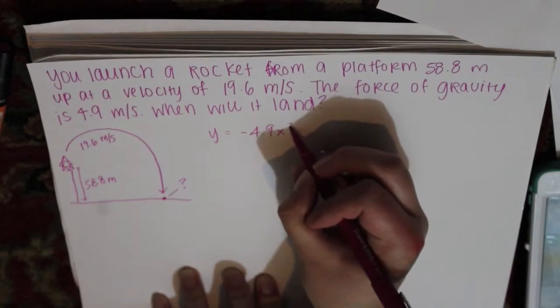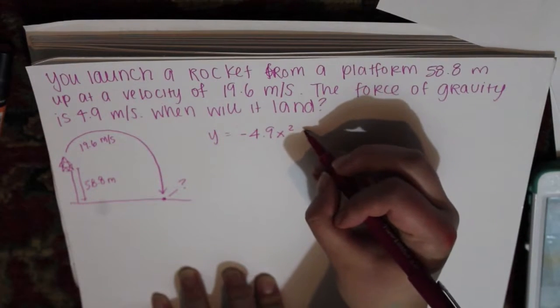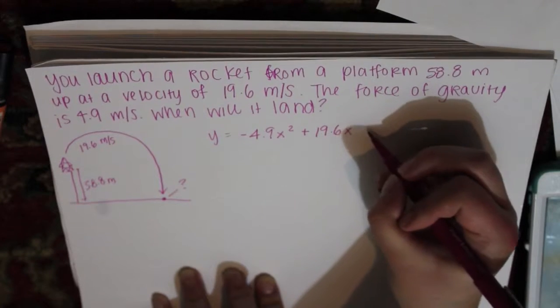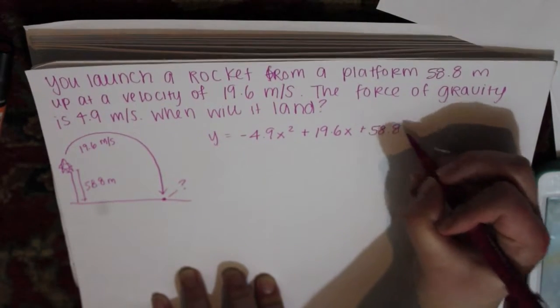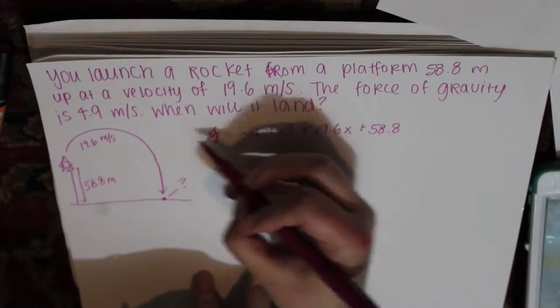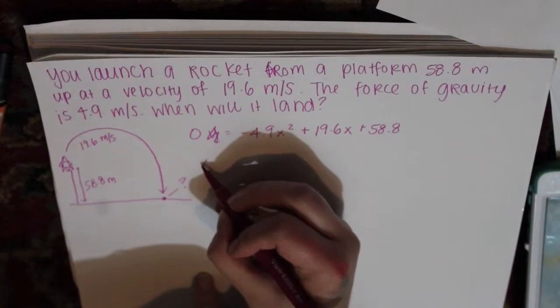Negative 4.9 will be our a because gravity is the constant and pulls down on our rocket. 19.6 will be our b because it is the velocity the rocket is launched at, and 58.8 will be our c because it is the starting value. So now begin by plugging in your values. Also set your equation to 0, as that is where the x values will be.